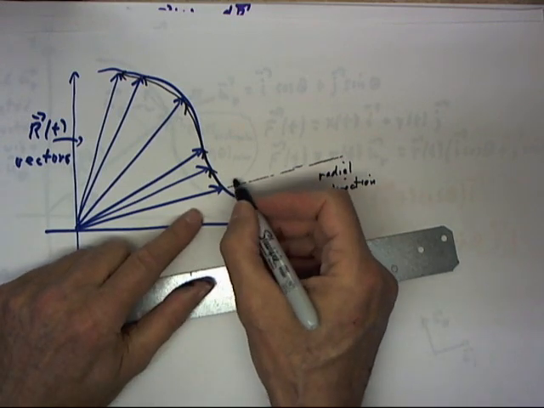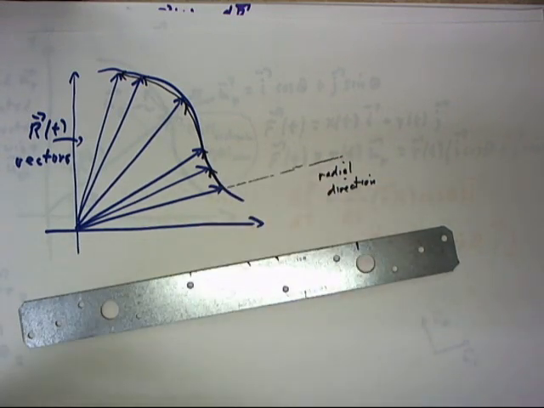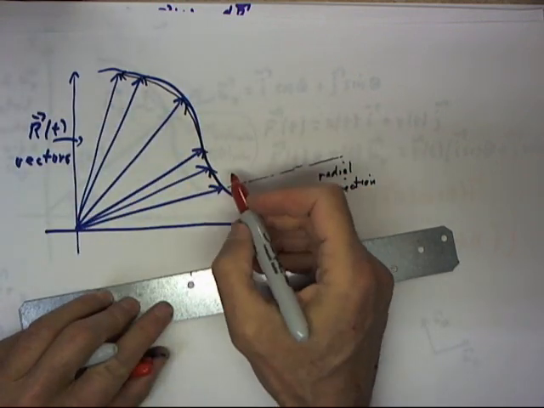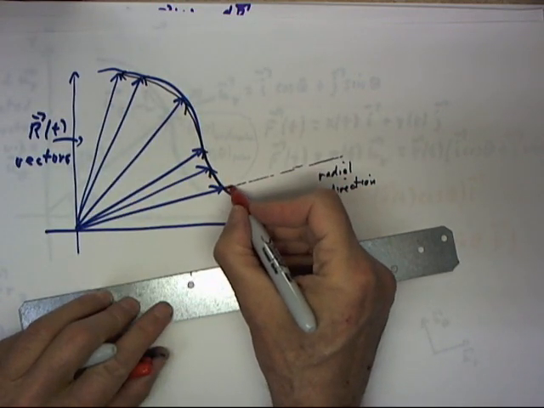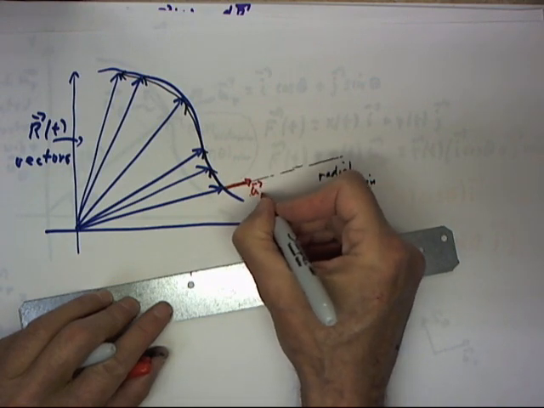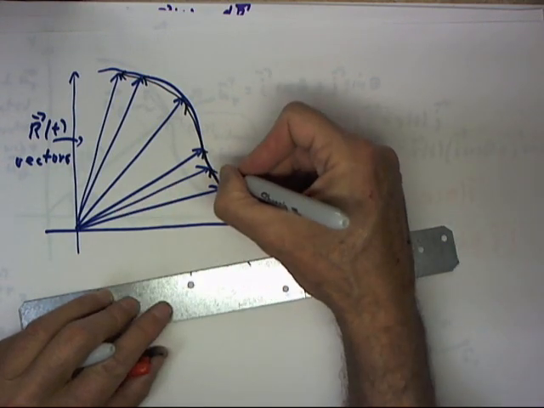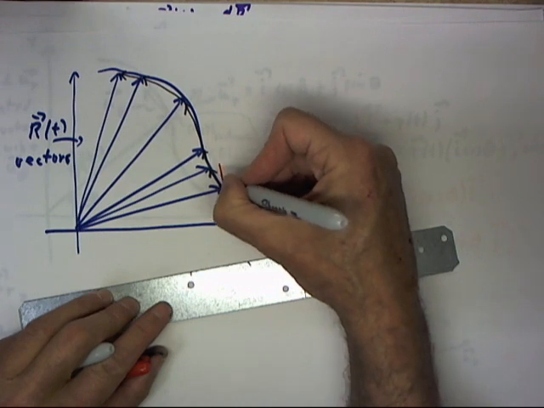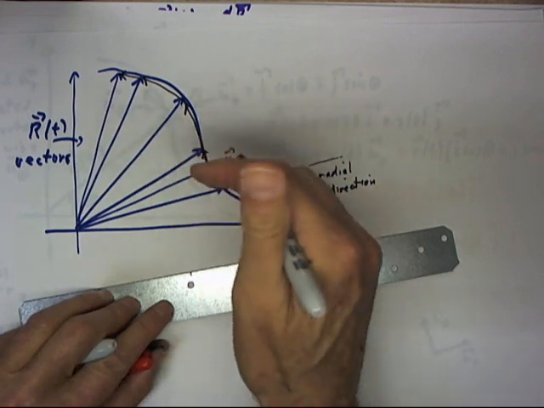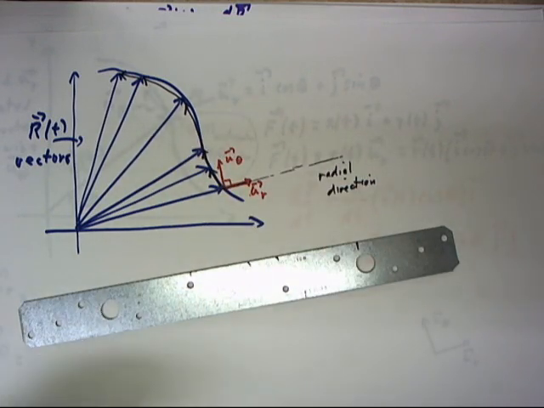At this point, then, I've got a coordinate system, and let's use a different color here. I'm carrying along, imagine that I'm carrying along a unit vector u sub r in the radial direction, and u sub theta in the direction perpendicular to my radial direction.